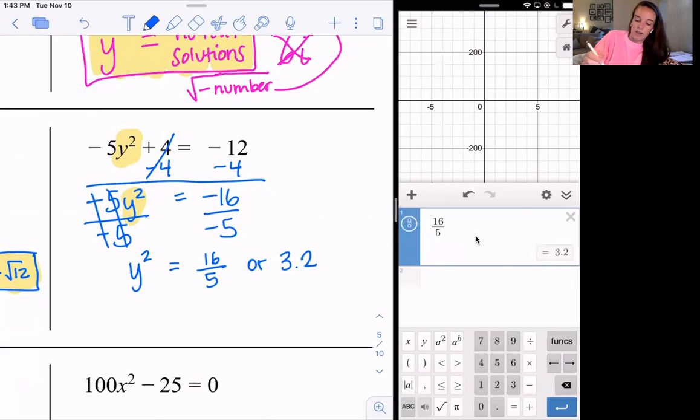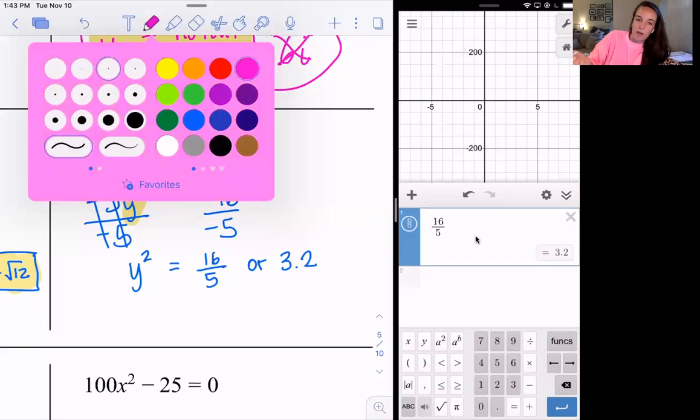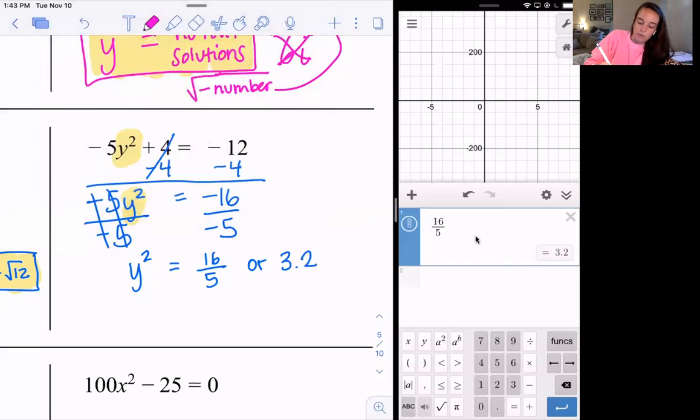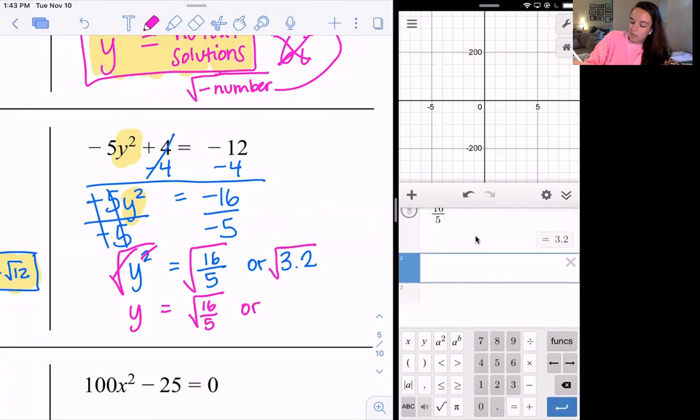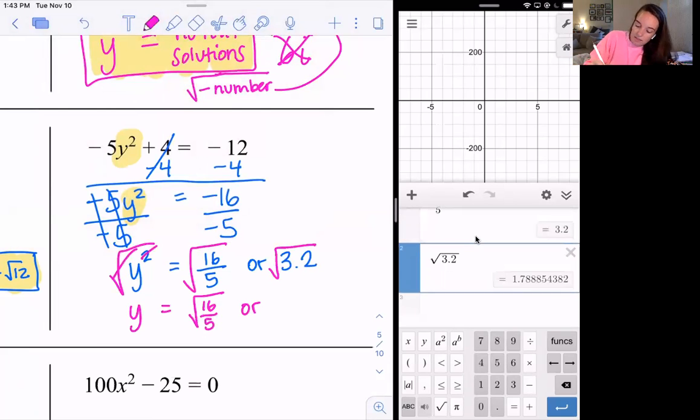All right, and then I have y squared by itself, so I want to take the square root of both sides, like that. So I have y equals, I can leave it as the square root of 16 over 5, or I could also take the square root of 3.2, and I get 1.79. Notice I'm rounding up because I have 7, 8, 8. The 8 is bigger than 5, so it rounds up to a 9, 1.79.